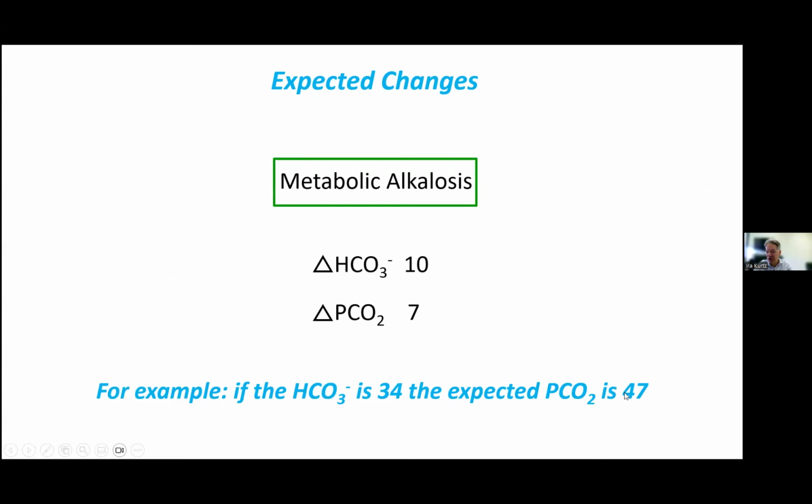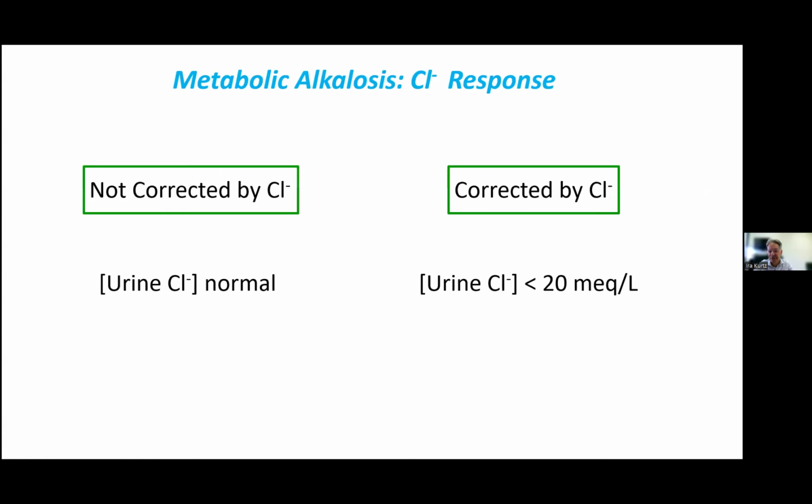We don't call the 47 respiratory acidosis. We don't call that secondary respiratory acidosis. We just say that the patient had the appropriate compensation, and it's a simple compensated metabolic alkalosis. Remember, for metabolic alkalosis, we don't divide it up by anion gap. We divide it up by whether it'll be corrected by chloride or not. We use the urine chloride as a surrogate to assess whether it'll be corrected or not.